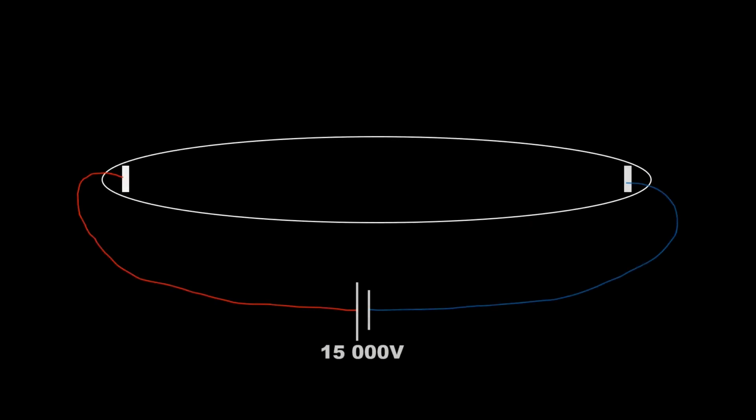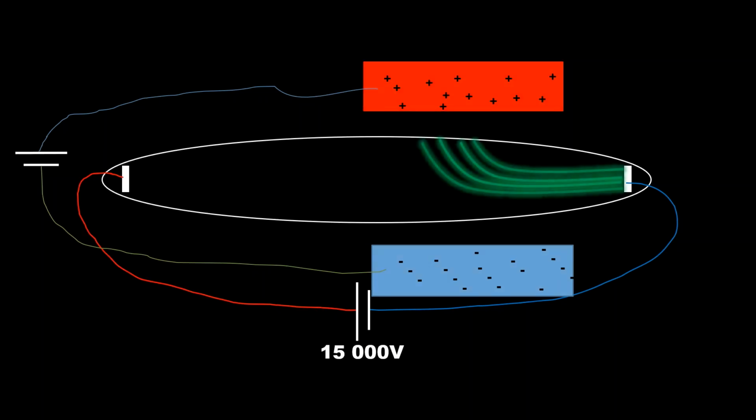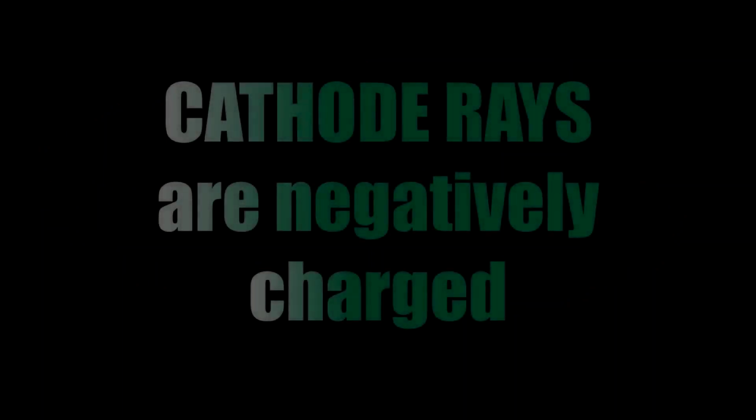First, he placed the positive and negative plates on either side of the cathode tube and turned on the electricity. He was amazed to see how the rays bent towards the positive plate. This property of cathode rays made him realize that they are negatively charged.